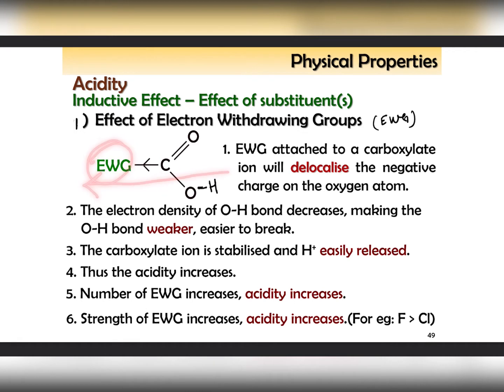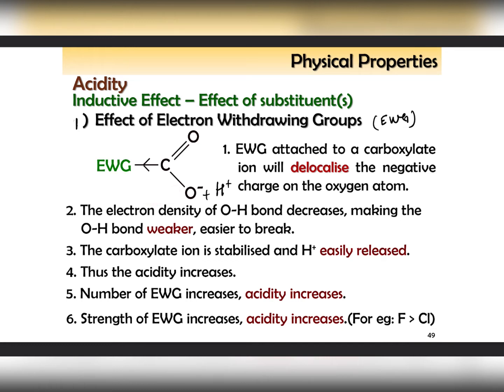So dia akan tarik all the electron density towards itself. Okay, so it will make the OH bond, this bond will be weaker. So bila lemah bond dekat sini, it will be easier to break. So bila easier to break, so you akan form, okay, this is carboxylic ion with H plus ion. Okay, so ini adalah conjugate base lah actually.